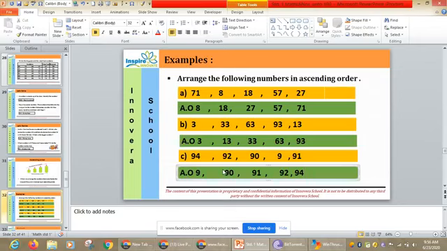In tomorrow's lecture, we will see what is descending order. Okay? In the next lecture, we are going to see what is descending order.